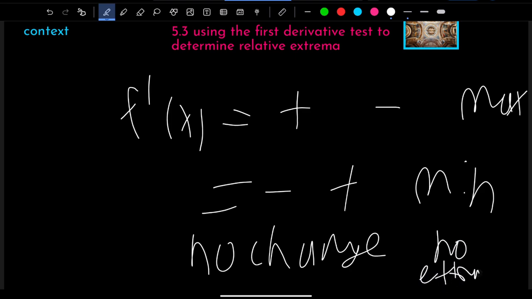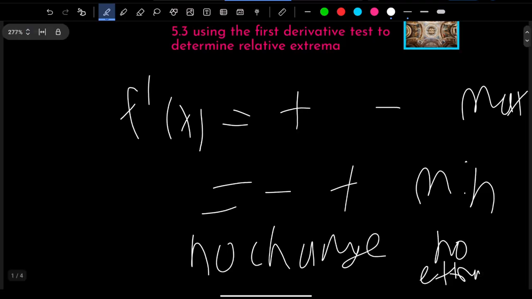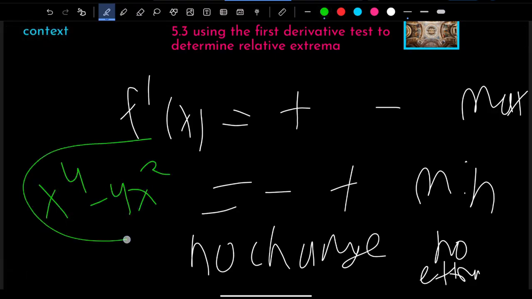So you can go ahead and try some problems on your own, such as finding and classifying relative extrema for f of x equals x to the 4th minus 4x squared. You can go ahead and try that on your own. You can graph f prime of x, determine where f has extrema, and then answer this true or false question. If f prime of x equals 0 and does not change sign, is there a local max or min?